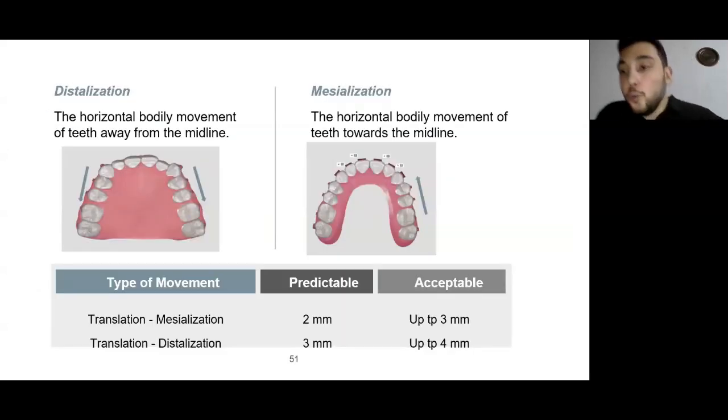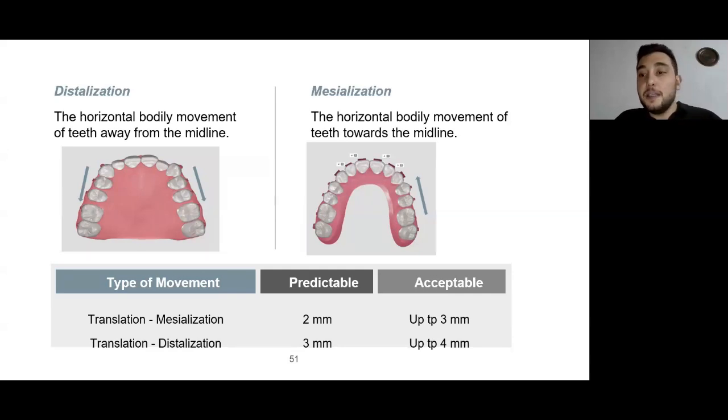Okay, so we're going to move on to a more challenging type of movement, which is the distalization and mesialization. Distalization is the horizontal bodily movement of teeth away from the midline, and mesialization is the horizontal bodily movement of teeth towards the midline. Now you're going to see that distalization is a little bit more predictable, and we can do more distalization with aligners than mesialization. We can do 3 to 4 millimeters, and we can do 2 to 3 millimeters of mesialization.